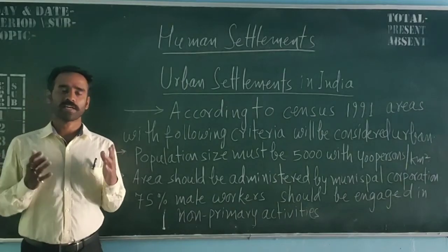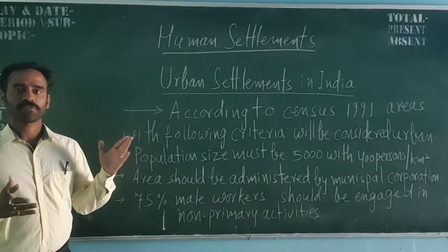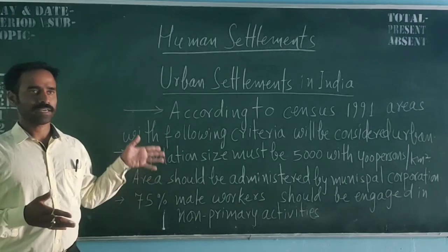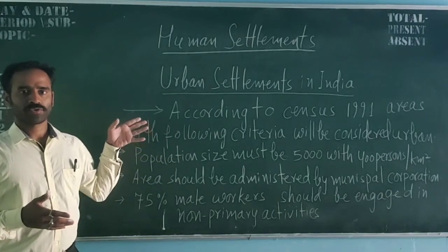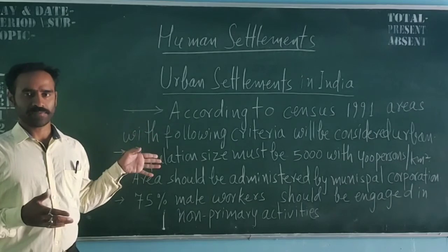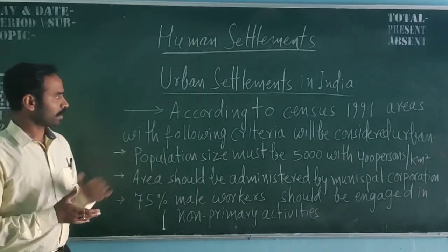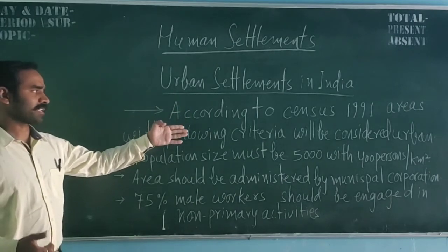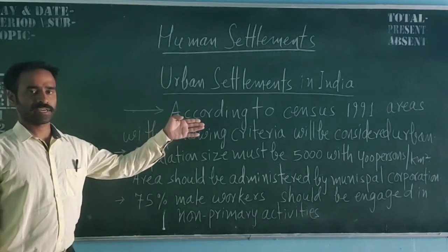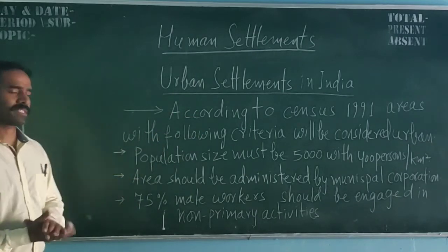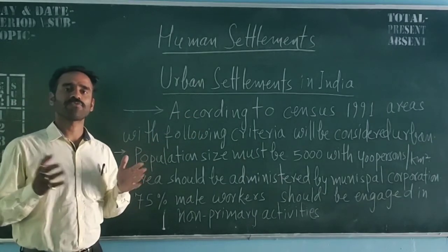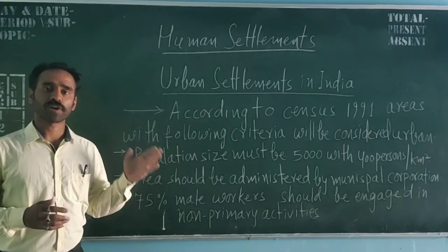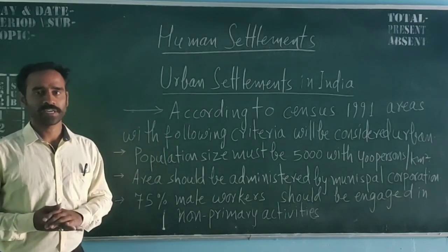But in case of India, the definition of urbanization is quite different. Here are some criteria that have been selected to consider any area as urban. According to Census 1991, there are the following criteria. The first one is population size must be 5,000 in any area, with at least 400 persons per square kilometer population density.